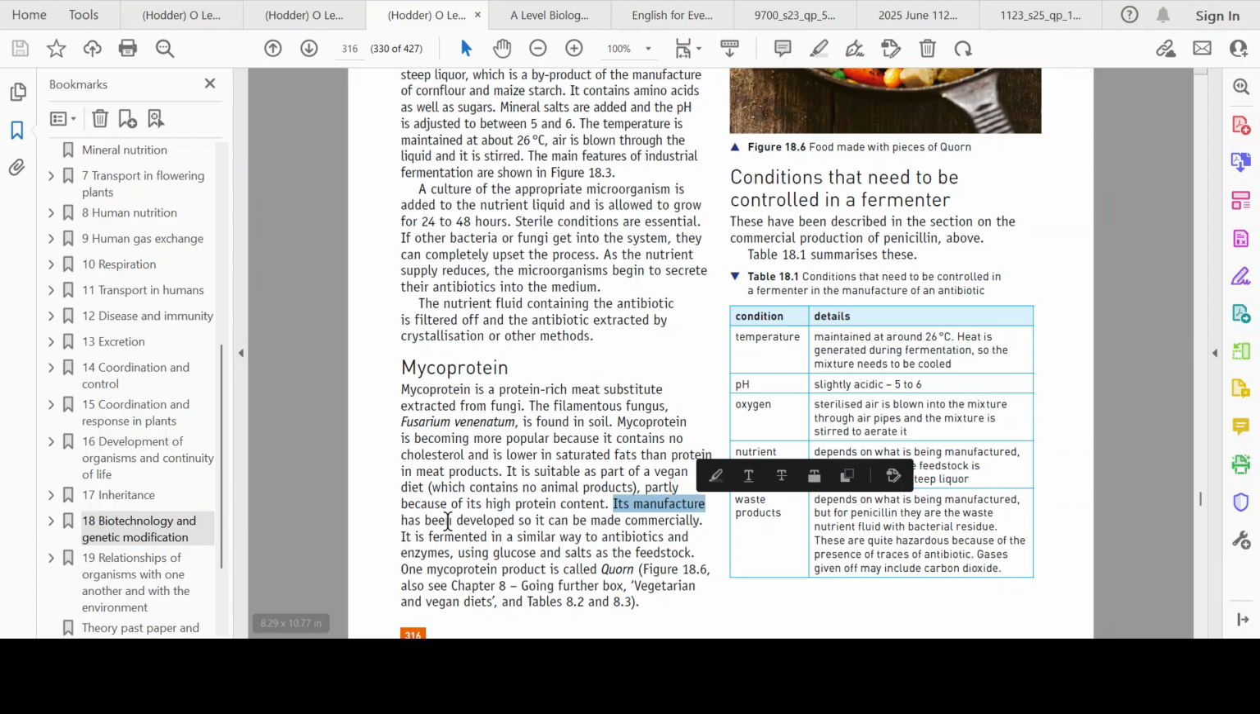Its manufacture has been developed so it can be made commercially. It is fermented in a similar way to antibiotics, like whatever they mentioned in the production of penicillin, and enzymes using glucose. Sorry, it is fermented in a similar way to antibiotics and enzymes using glucose and salt as the feedstock.